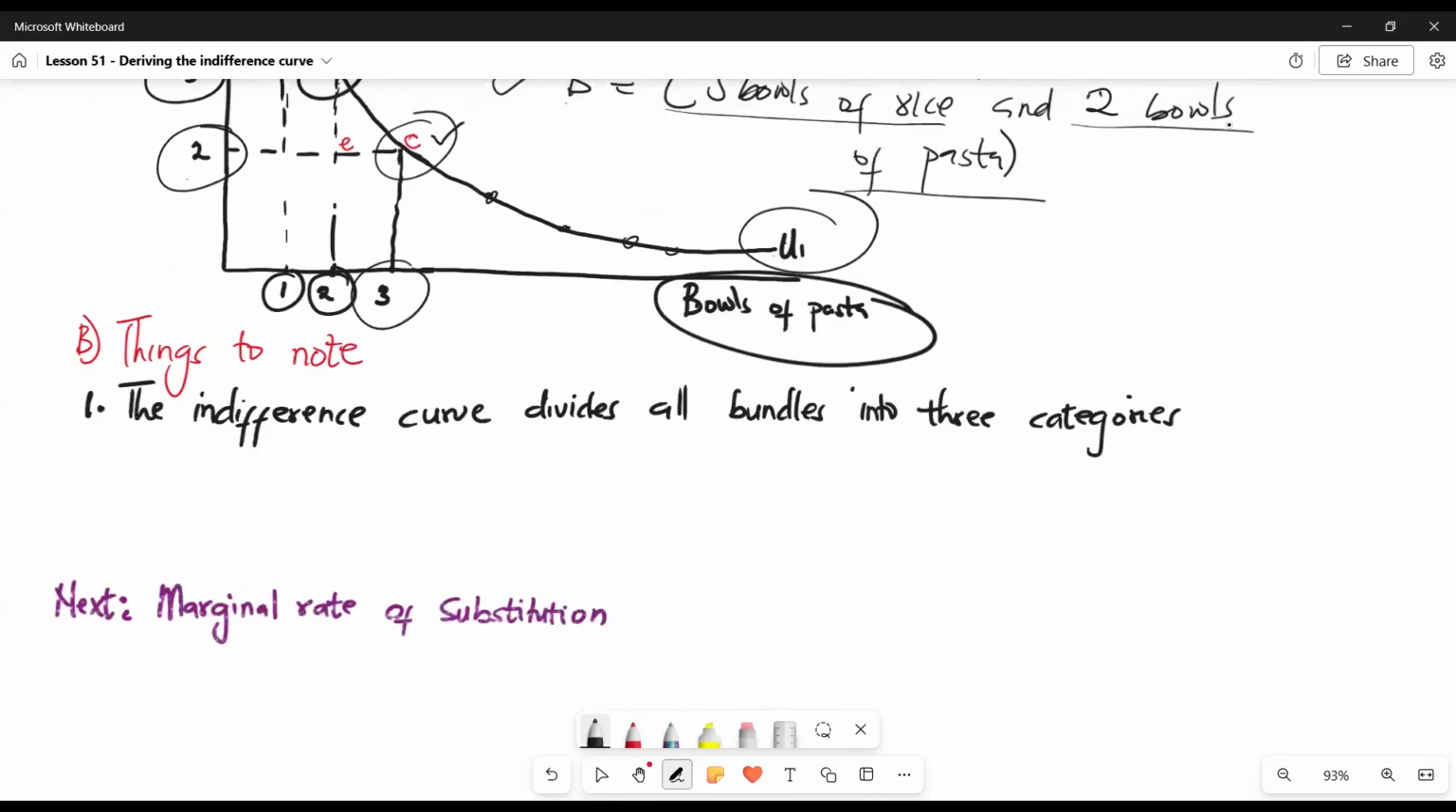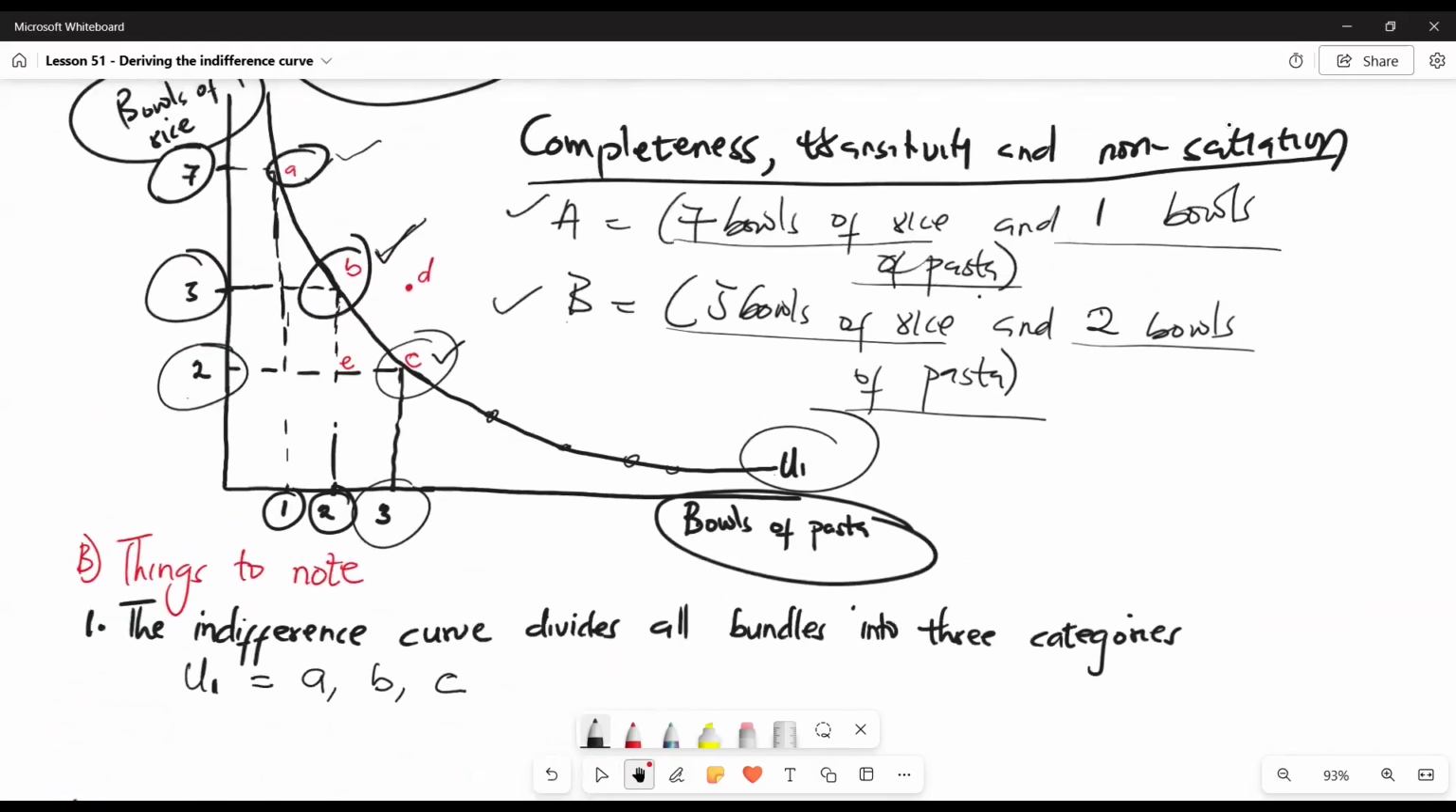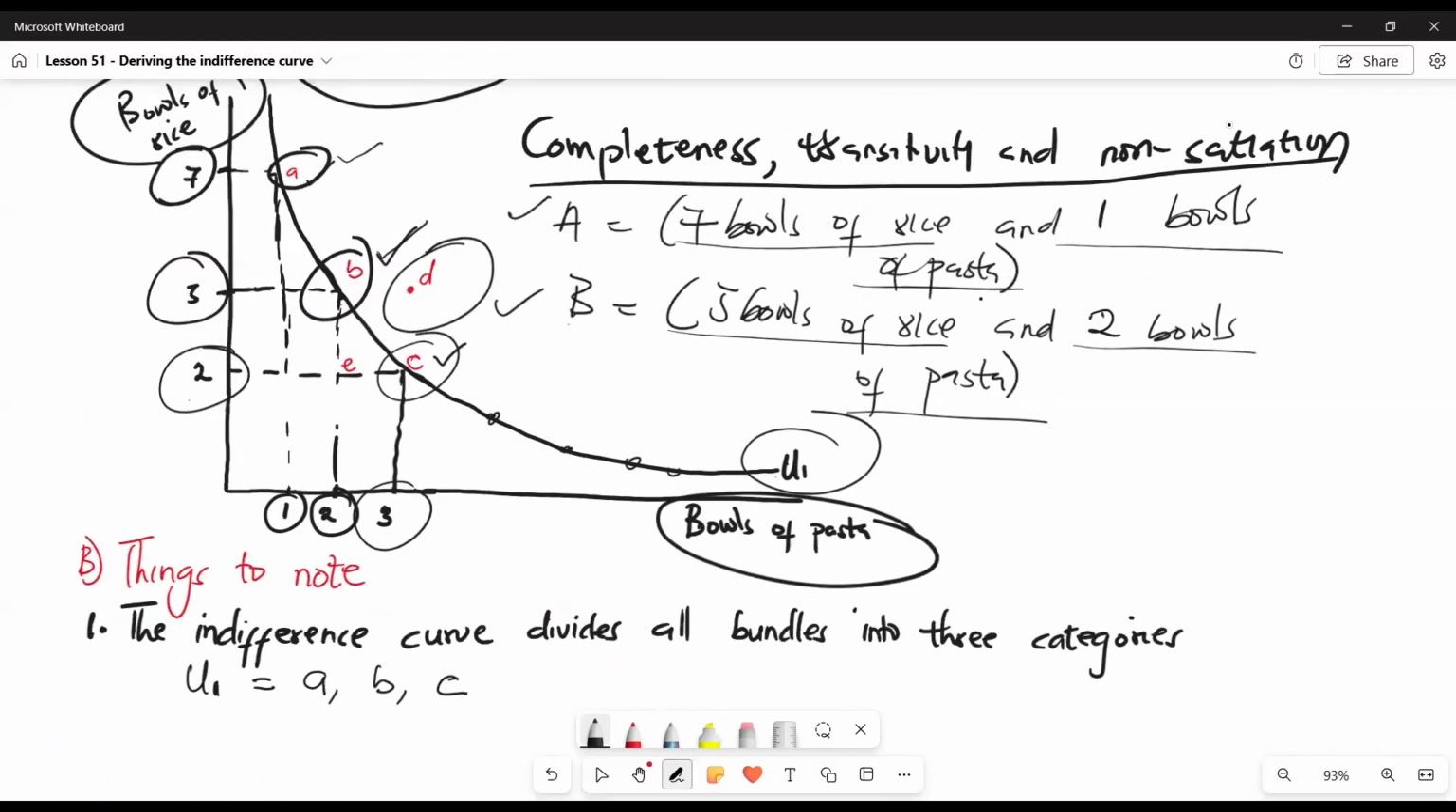The first thing to note is that the indifference curve divides all bundles into 3 categories. The first category are those that are equivalent. So this is represented on the curve U1. So equivalent bundles are A, B, C in this case. So these bundles give Ella exactly the same level of satisfaction. Now, the next category are bundles that are better than bundles on U1. So you can see an example of this is D. It's a bundle that is above U1, and this means that it gives Ella a higher level of satisfaction. And we'll look at what we mean by this.